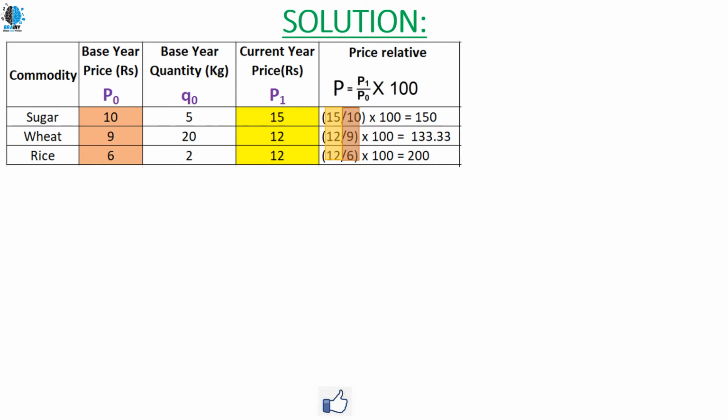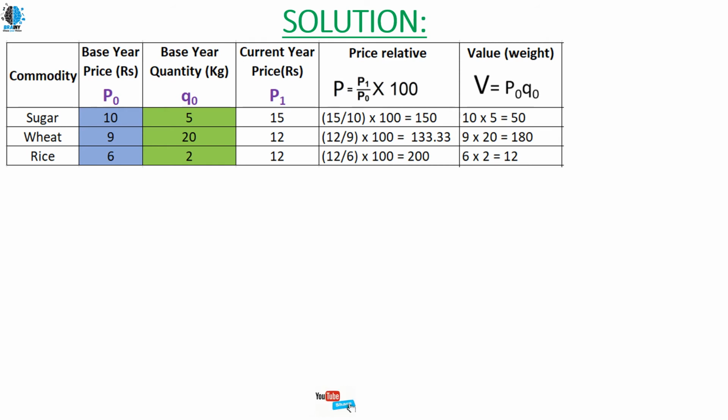Next what we have to find? We have to find the value. What is the value formula? Value equals P0 Q0. P0 I have highlighted with the blue color, Q0 I have highlighted with a green color. So I'm going to multiply these two values. What is the value I am getting? The V values are 50, 80 and 12. These are my weights of sugar, wheat and rice. So I have calculated price relative as well as weights.